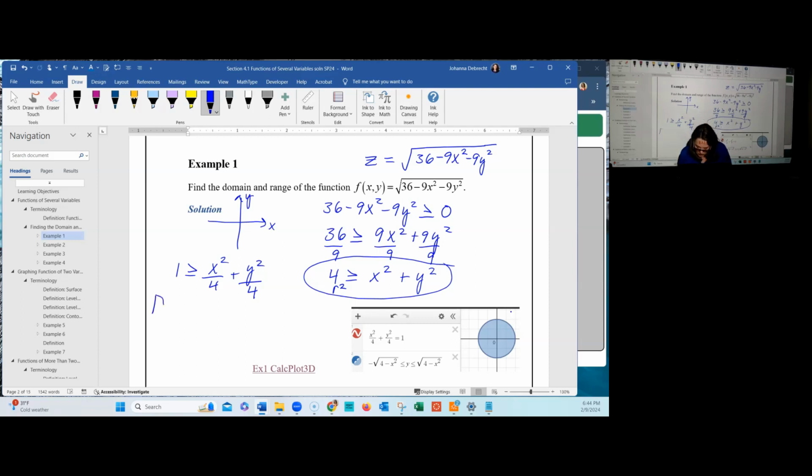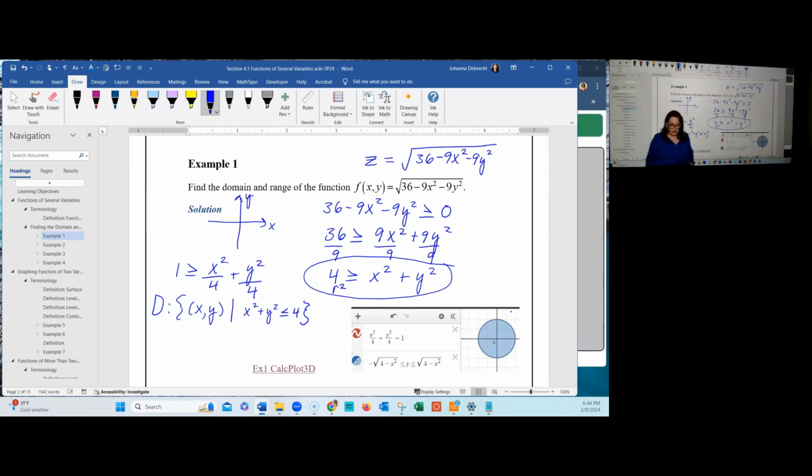We can represent the domain with the letter D, and we want the set of all ordered pairs x, y, long vertical bar means such that, x squared plus y squared is less than or equal to 4. So this is a way of representing all the ordered pairs that satisfy this equation. And that would include every ordered pair inside that blue circle and on the blue circle.